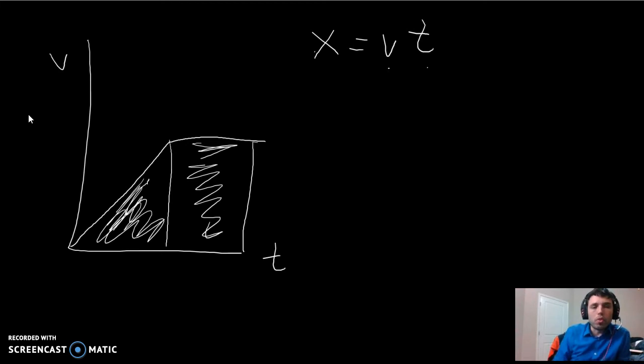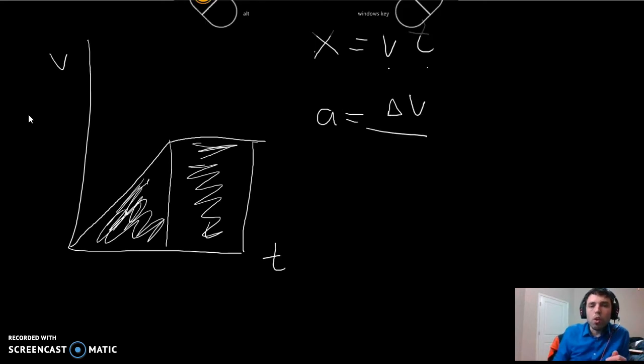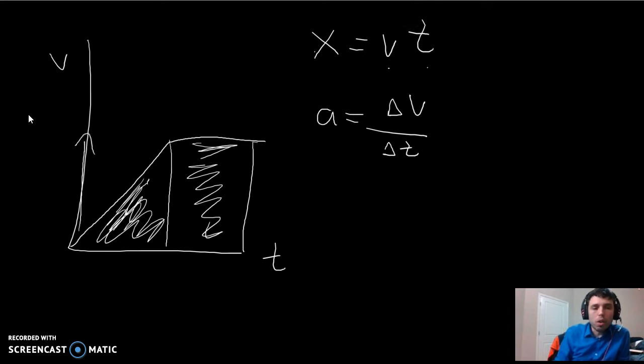What else do we know with v times t? Well, we also know that acceleration equals the change in velocity over the change in time. What is the slope here, right? The slope is the rise over the run. The change in v over the change in t. That equals acceleration. This is why the slope of a velocity time graph equals acceleration, right? We've got to be familiar with this. We have to be able to know this pretty quickly.